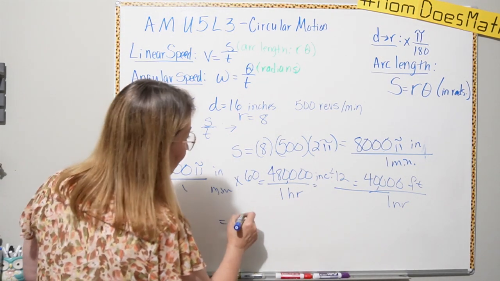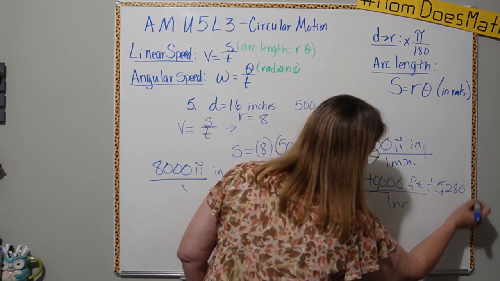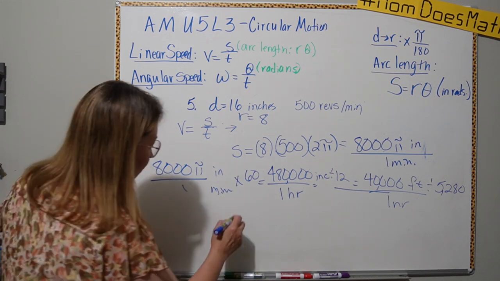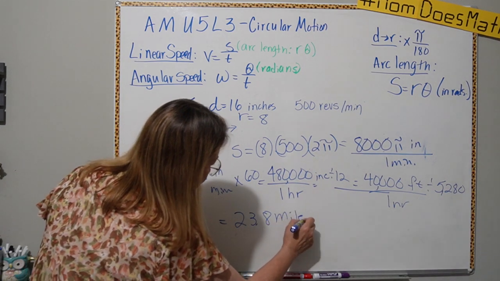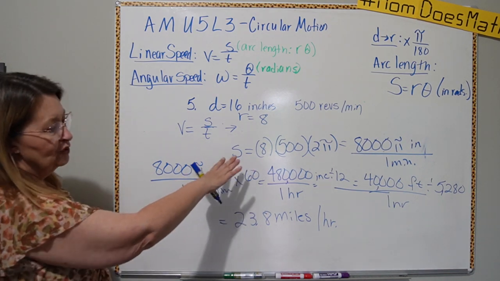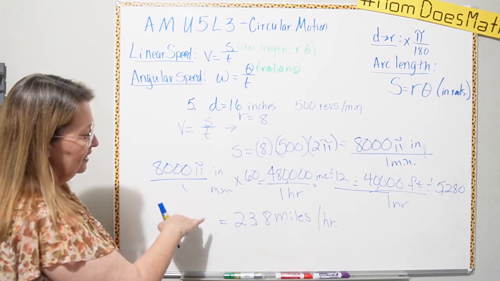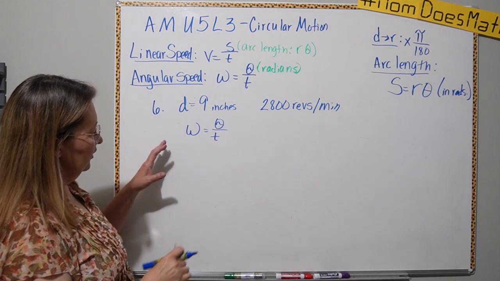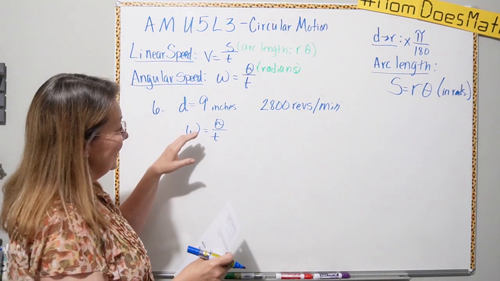So divide 40,000, and I'll write it over here. We're going to divide that by 5,280, and that's a calculator job. But when you divide it, you're going to get 23.8, and this is now in miles per hour. So the actual trig part of it wasn't hard, but converting from inches per minute to miles per hour was a little tricky.